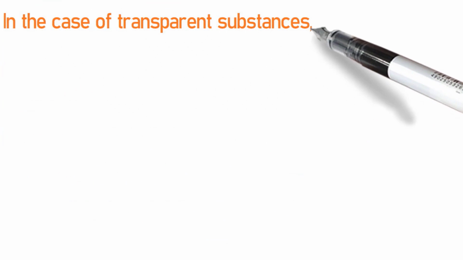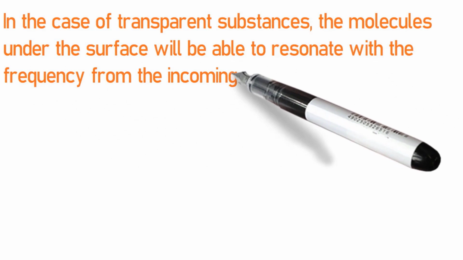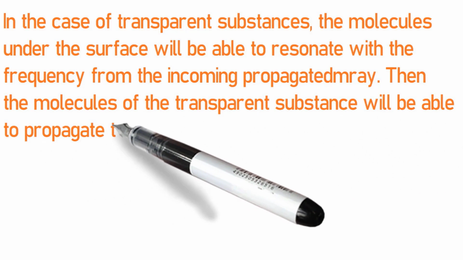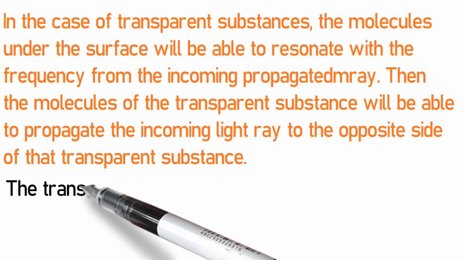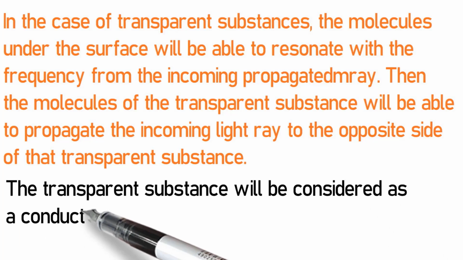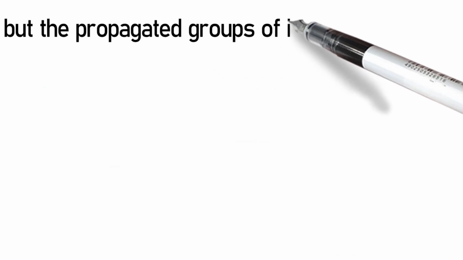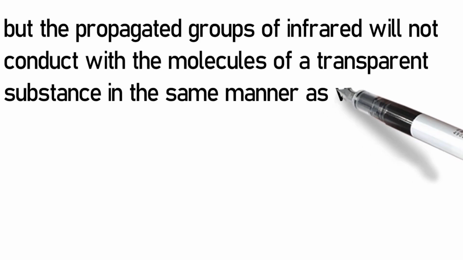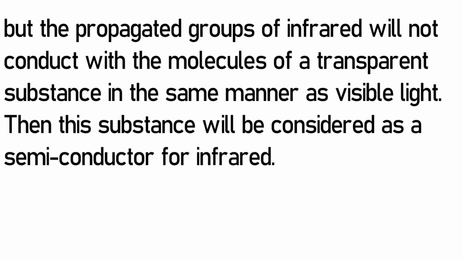substance's molecules. In the case of transparent substances, the molecules under the surface will be able to resonate with the frequency from the incoming propagated ray. Then the molecules of the transparent substance will be able to propagate the incoming light ray to the opposite side of the transparent substance. The transparent substance will be considered as a conductor for the propagated groups of visible light. But the propagated groups of infrared will not conduct with the molecules of a transparent substance in the same manner as visible light. Then this substance will be considered as a semiconductor for infrared.